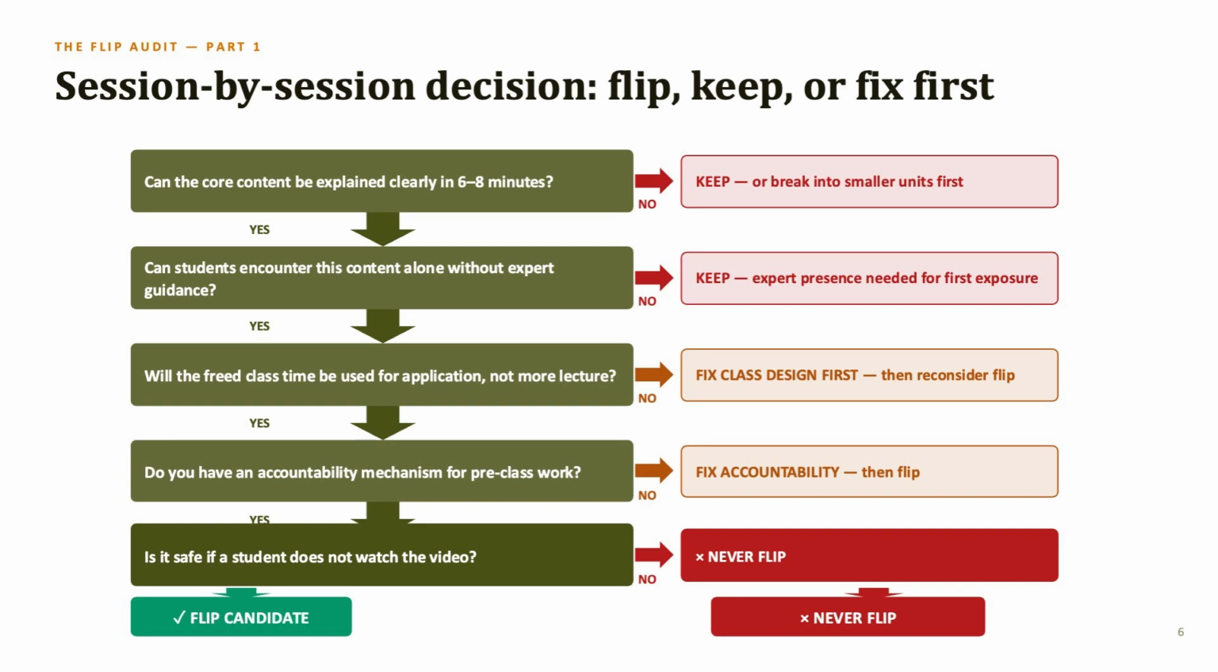Next, do you have an accountability mechanism for pre-class work? If no, fix accountability before flipping. Finally, and most importantly, is it safe if a student does not watch the video? If no, you must never flip. Only if it is yes is the session a flip candidate.